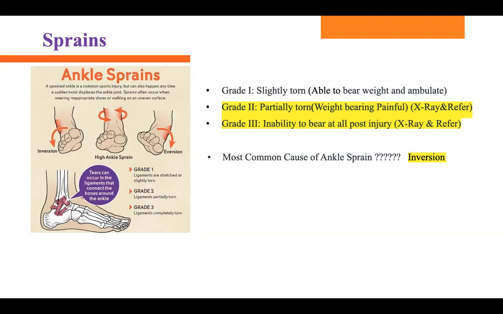There is grade 1 tear. Tear it halfway, partially torn, 50%, grade 2. Tear that paper all the way in 2 pieces. That is grade 3 tear. Grade 2 and 3 require something, okay? Refer them because they cannot walk. Walking makes it hurt. Grade 3 is completely torn. So they're going to have pain and be unable to bear weight and stuff like that. So X-ray and refer them.